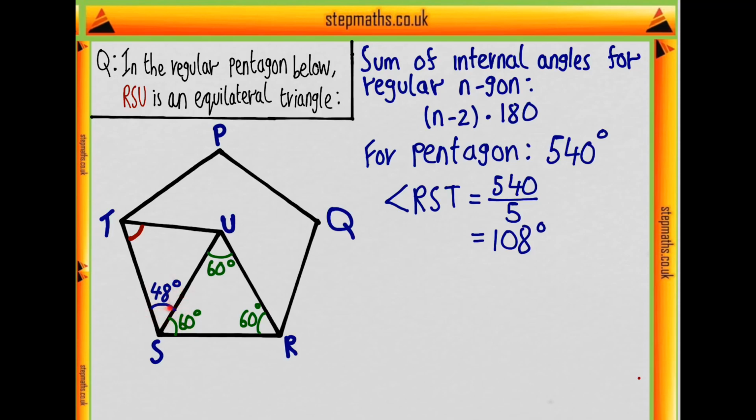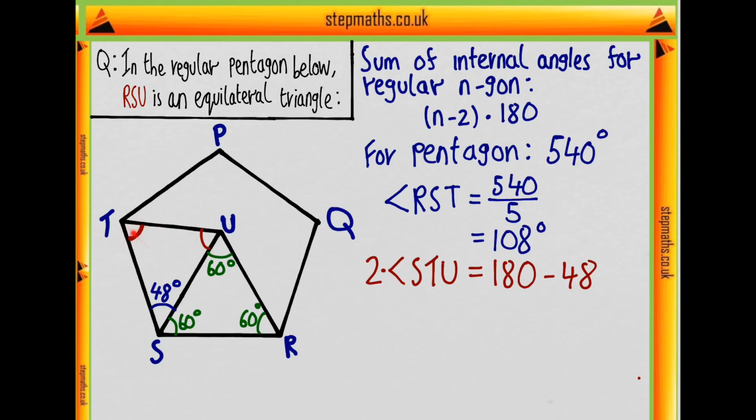Well, the key thing to notice is, this length here, SU, is the same length as this length here, SR, but then this length here is the same length as ST here, because it's a regular pentagon. So this length's the same as this length, so we have an isosceles triangle, right? And in an isosceles triangle, with these two sides the same length, this angle and this angle will be the same.